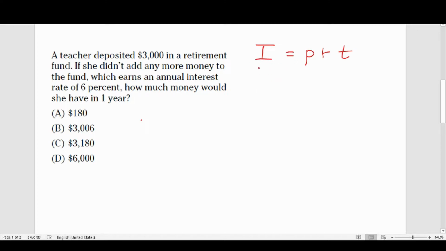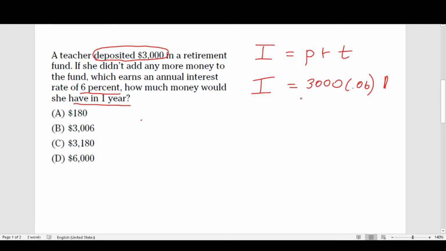And now we're going to go ahead and start filling things in, which we were given in this question. Again, we're trying to find out how much money she's going to earn in the year, so that's going to be referred to as interest. The principal, as I said, is the amount originally deposited or put into the account, and we can see right there that it's $3,000. We know that the fund has an annual interest rate of 6%. And as I said, we write that as 0.06. And we're also told that it was invested for 1 year. So that's our time.